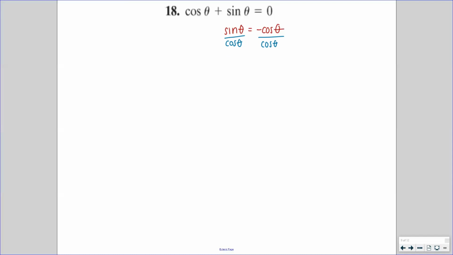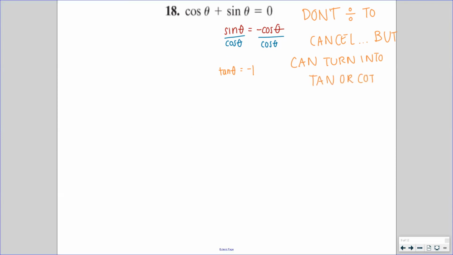So on the left hand side, sine over cosine, tangent, using that quotient property, is now equal to -1. So we can't divide to cancel. Don't divide to cancel. But we can turn into tangents, or cotangents. The cosine didn't get canceled out on the left. It turned into tangent, got absorbed, still there, didn't disappear. So we're not losing information this time.